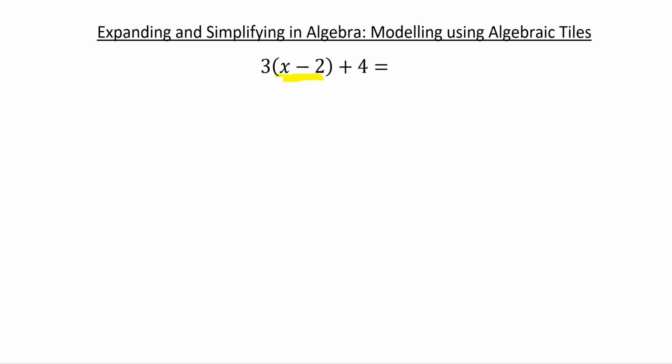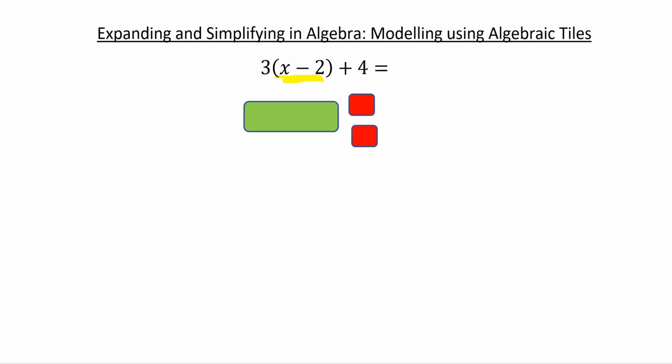So let's do that with some tiles. So they'll pop up in just a sec. So sticking with my colour scheme that I've used in the past, green is x and -1 for these little red ones. So you'll see here that I have x minus 2.